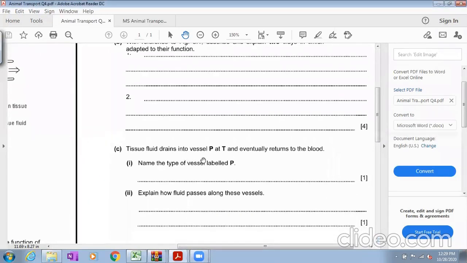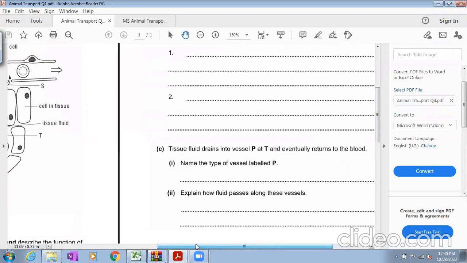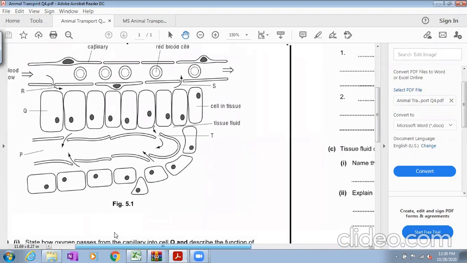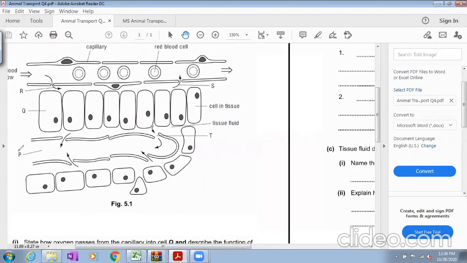Tissue fluid drains into vessel P and eventually returns to blood. Name the type of vessel labeled P. So let's see. You can see P. This tissue fluid is entering, and then through this vessel it will reach your venous system and mix with your blood. So what is this? This is a lymphatic vessel. Lymphatic vessel. All right.